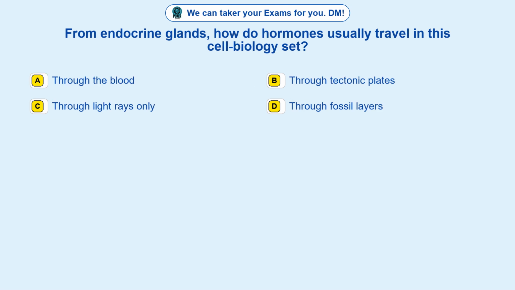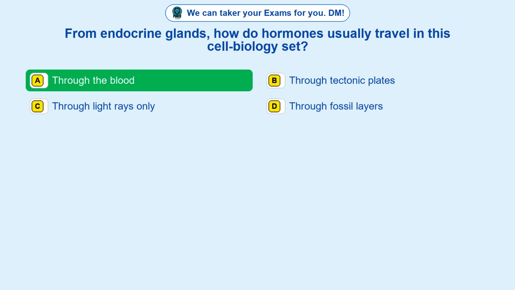Question 28. From endocrine glands, how do hormones usually travel in this cell biology set? Option A, through the blood. Option B, through tectonic plates. Option C, through light rays only. Option D, through fossil layers. The correct answer is option A, through the blood.